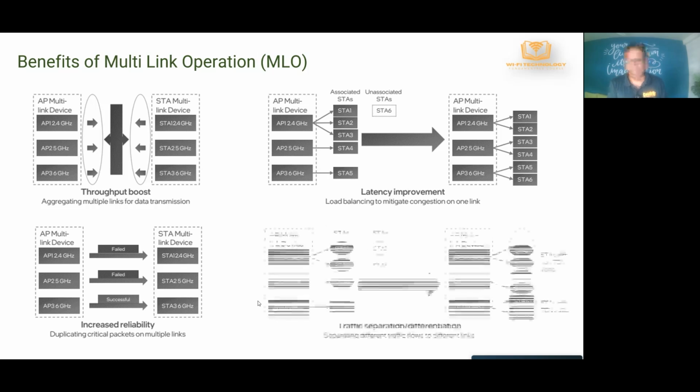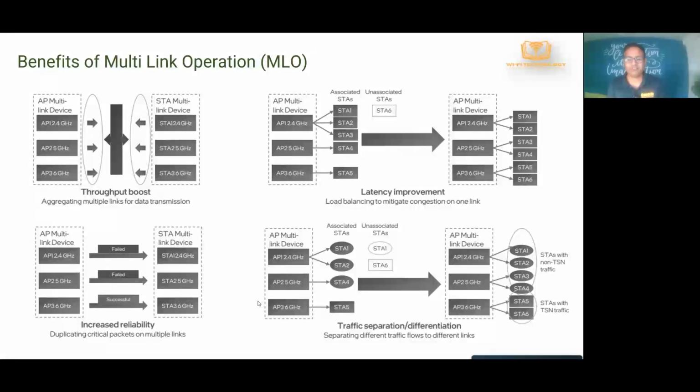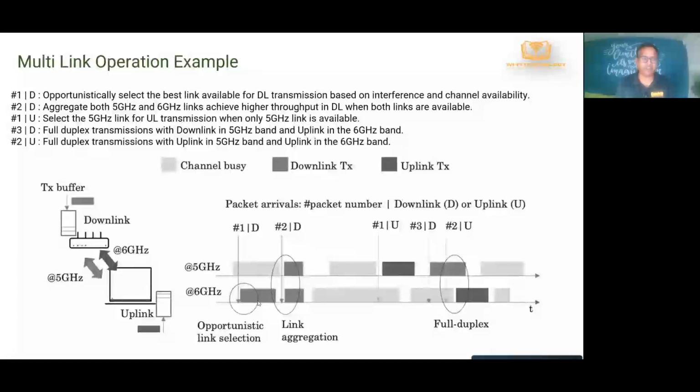And of course, you can also use it for traffic differentiation, traffic separation. If you can implement QoS, if a particular station needs better quality of service compared to the other, you can switch links based on the priority requirement. So these are all the advantages when it comes to MLO, or multi-link operation. So let's take a simple example of how the different types of MLO work.